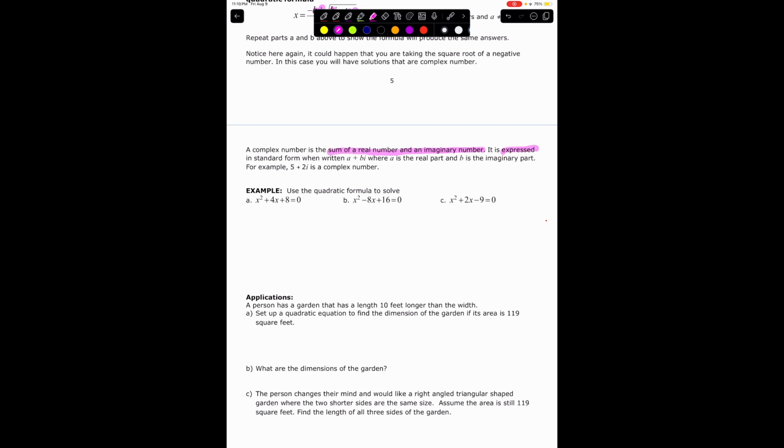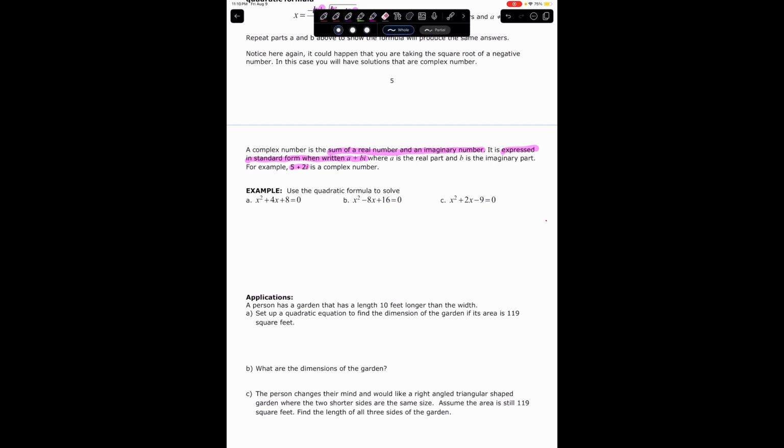Usually it's expressed in the standard form when it's written as a plus bi, such that a is the real part and b is the imaginary part. For example, if we have 5 plus 2i, this is a complex number where 5 is the real part and 2 is the imaginary part.